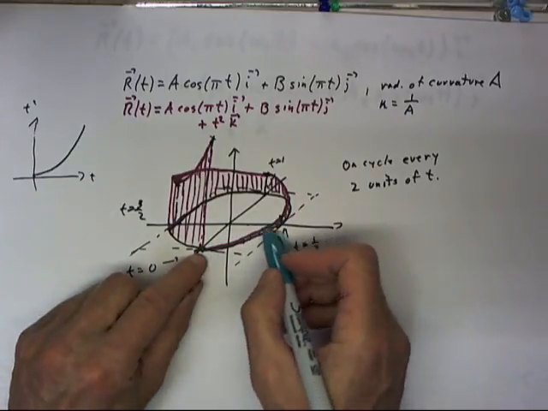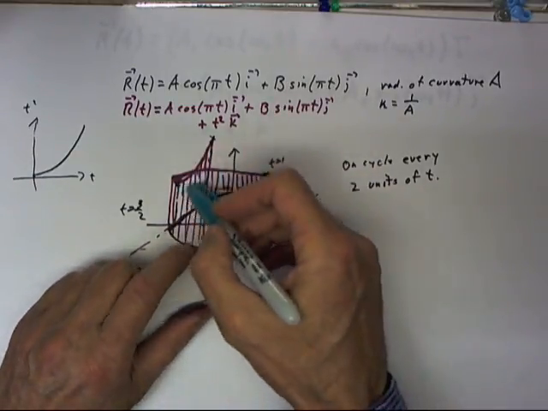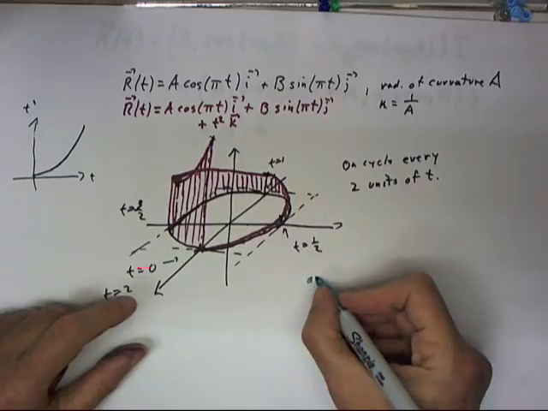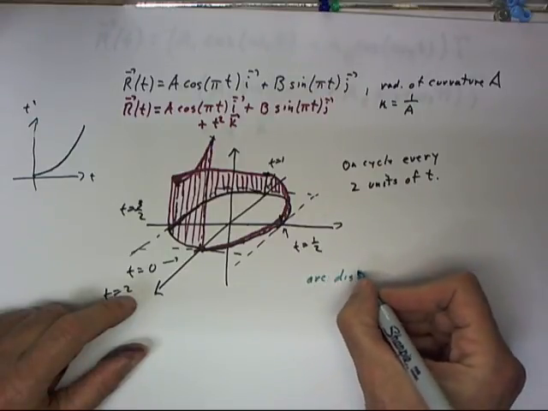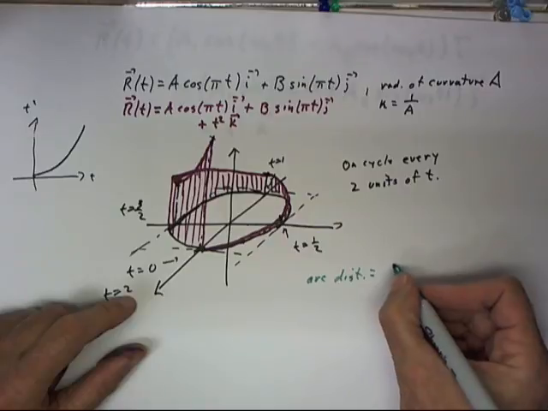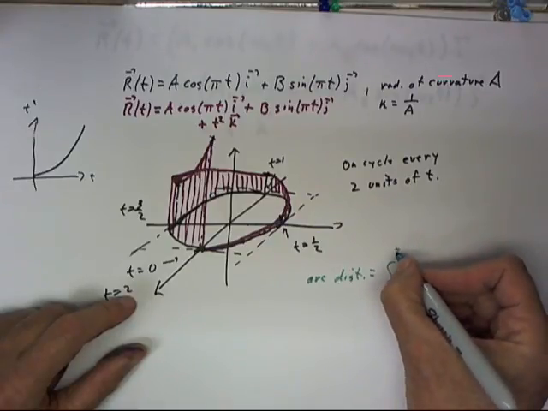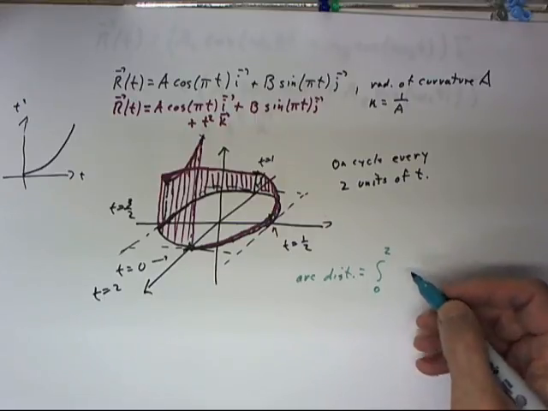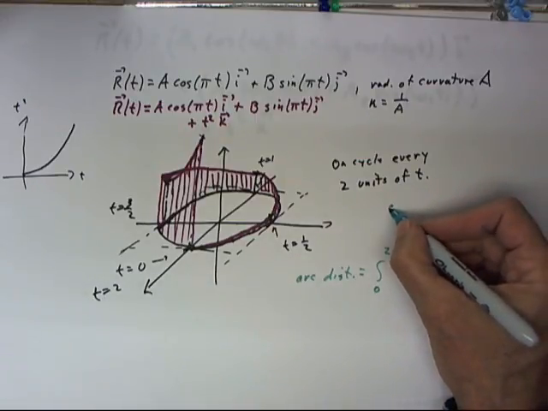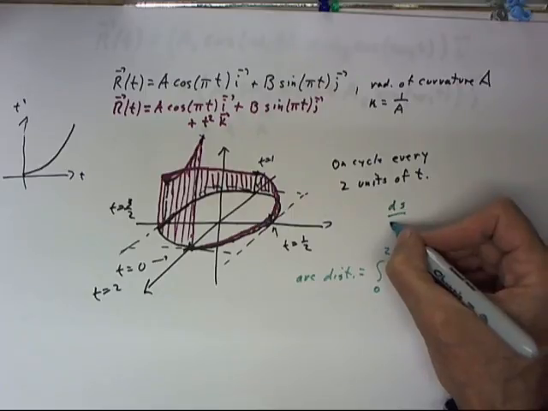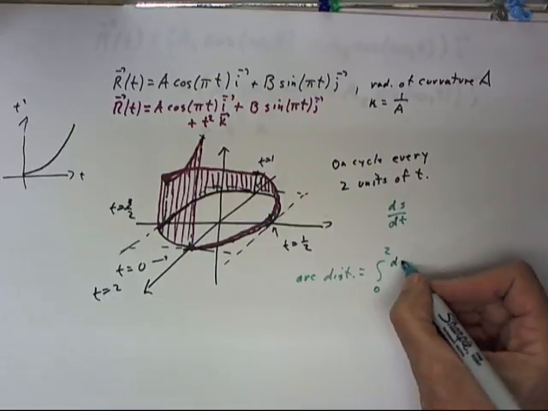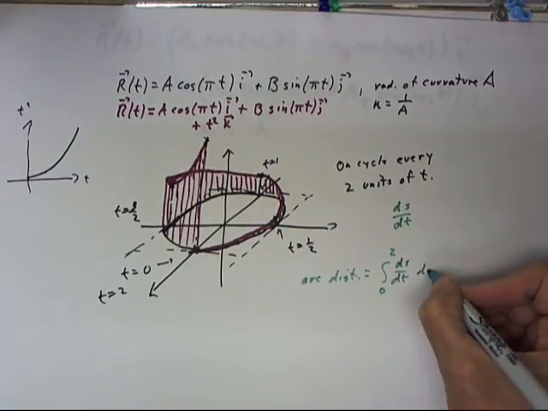We could well ask, how far did we travel along this curve between t equals 0 and t equals 2? The arc distance would be the integral from 0 to 2 with respect to t of the arc increment. Remember, the arc increment is ds/dt, so we're integrating ds/dt with respect to t from 0 to 2.